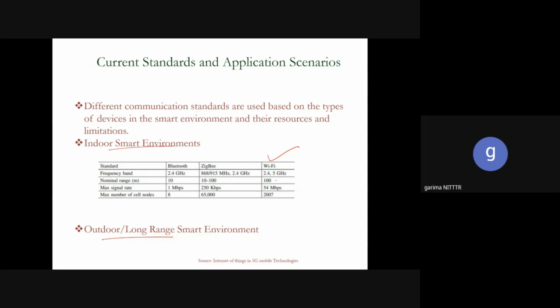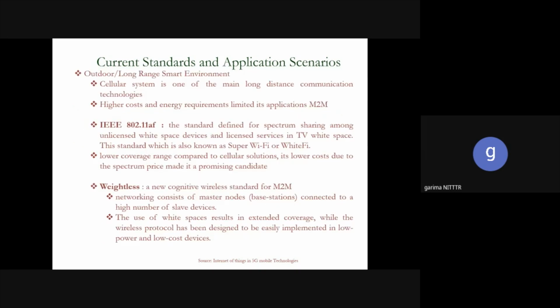So accordingly, whatever facility you are going to utilize, you need to identify the range of those facilities, and which data rate you want for your scenario, that is, for your particular communication solution. So in the indoor environment, we have Bluetooth, Zigbee, Wi-Fi. And for the outdoor environment, we have cellular systems. Cellular systems means your 2G, 3G, 4G solutions, which are also going to be implemented for IoT.